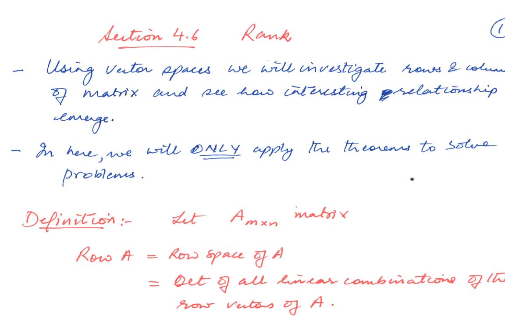Hello everyone. Today we are going to be looking at rank of a matrix. And as usual, we are only going to be applying the theorems to solve the problems. We're not going to prove any of these theorems. And here we are going to be using vectors in this scenario. We're going to be looking at the rows and columns of a matrix and how, interestingly, their relationships emerge in these vector spaces. Okay, let's start with the definition first.